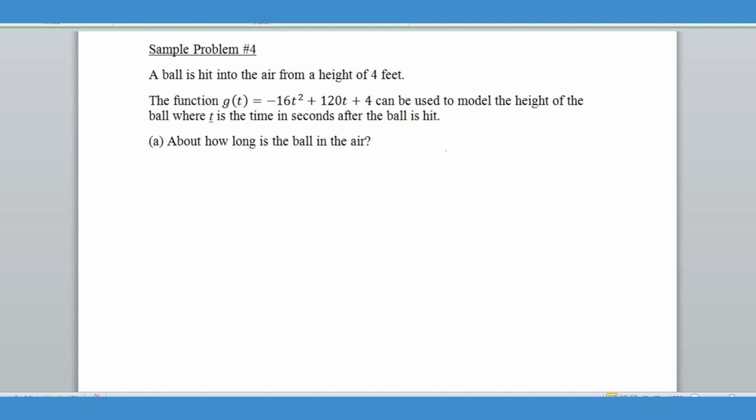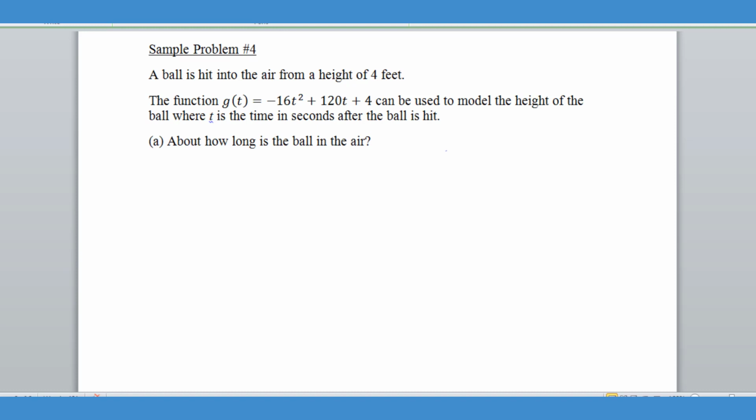Alright, for this last sample problem, we're going to use our graphing skills for a little different type of problem here. What we've been given is a model of a function of a ball that's being hit in the air, and then of course is eventually going to come back down and hit the ground. And they want to know in the first part how long the ball stays in the air.